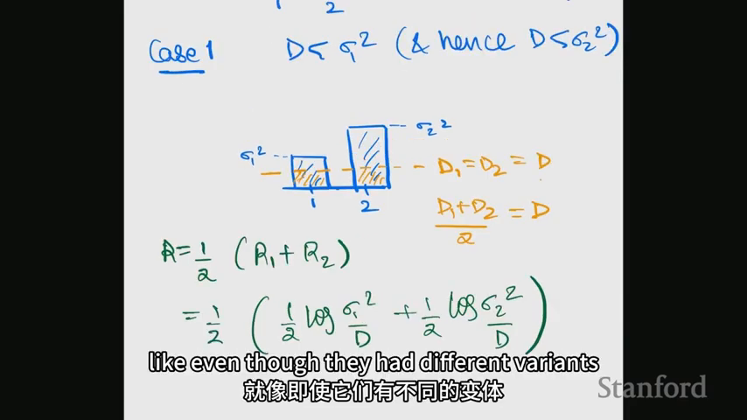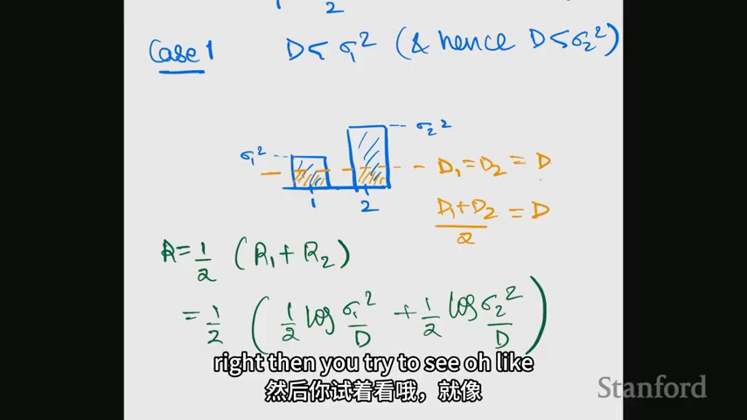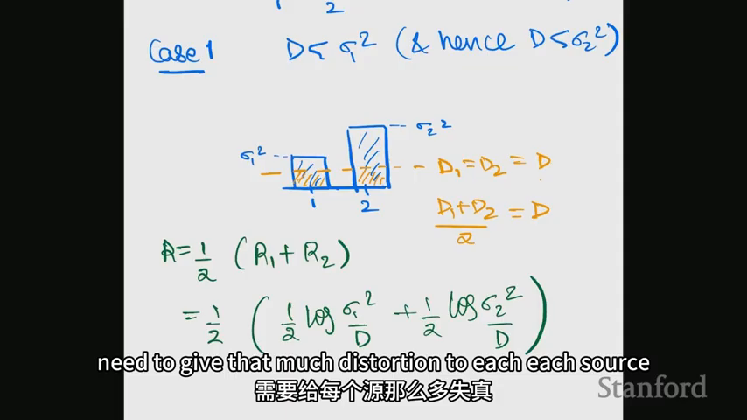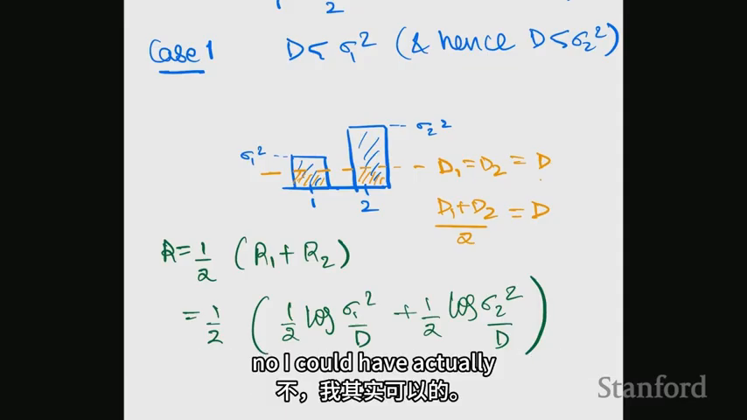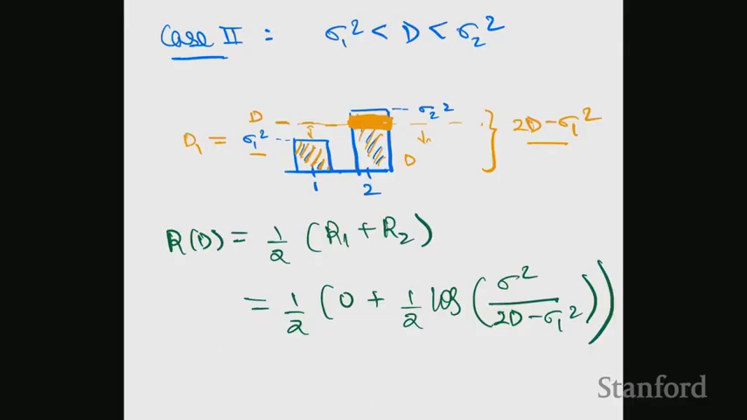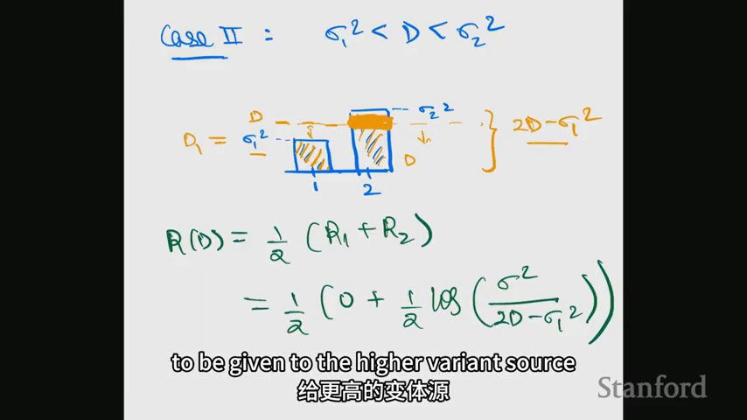Even though they had different variance, you first try to give them equally, right? Then you try to see, do I actually need to give that much distortion to each source? No, I could have maybe in this particular case gotten away by giving less. And then you basically allow that distortion to be given to the higher variance source.